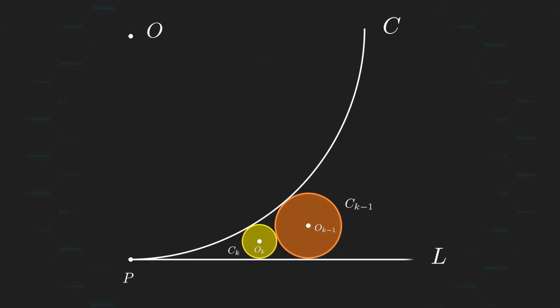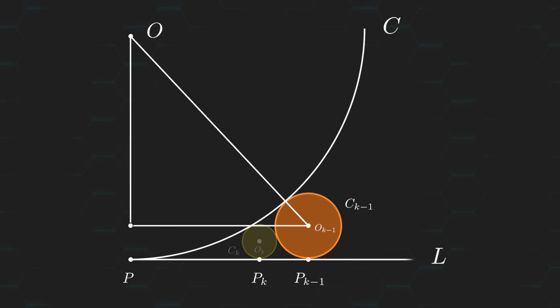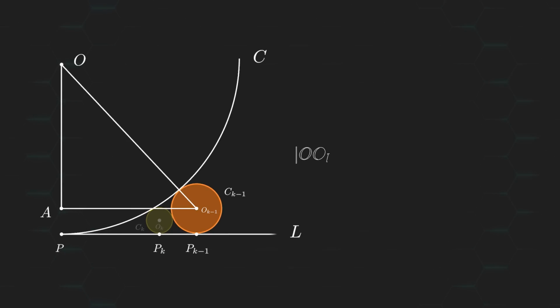Also, let P sub k, and P sub k minus 1 be the points of contact between the line L and our three circles. Now, let's draw a line connecting the origins of C and C sub k minus 1 and create a right triangle with it that starts at a point which we'll call A. Using our trusty Pythagorean theorem, we can acquire the following equation. This doesn't look like anything special, but we can rewrite it to be more useful.